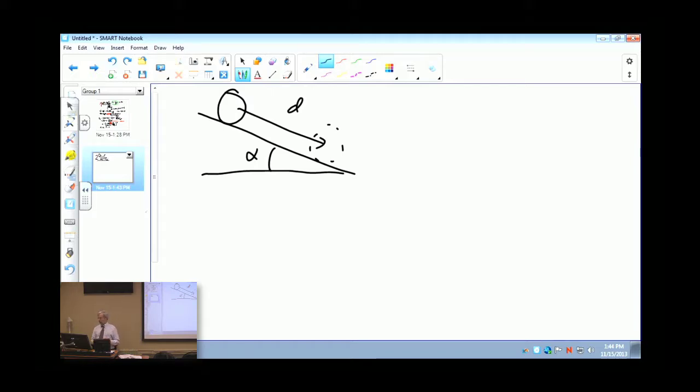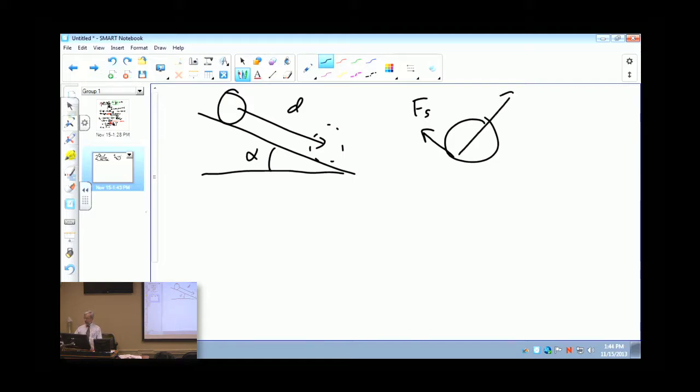So there has to be static friction present here. It has to be friction, and what kind is it? It's static friction, right? And why is it static friction? Because we're told that it rolls without slipping. Static friction is the kind that's appropriate where there's no slip between the surfaces.